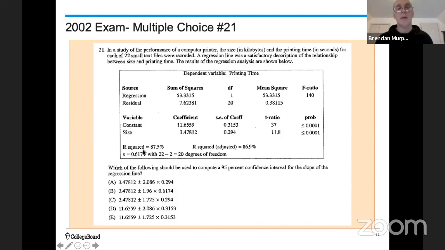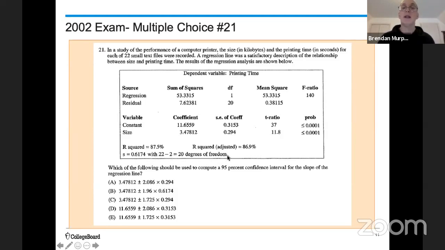So again, I would call this a generic computer output here. There's a lot on here, and there's a lot of stuff that we just don't need. So don't get overwhelmed by this. We want to be able to quickly find what we're looking for, use that to answer the question, analyze the data, and move on. What's interesting down here is S equals 0.6174. I think that's the standard deviation of my residuals, but I don't need that for this problem. I think Luke tackled that yesterday. With 22 minus 2 degrees of freedom.